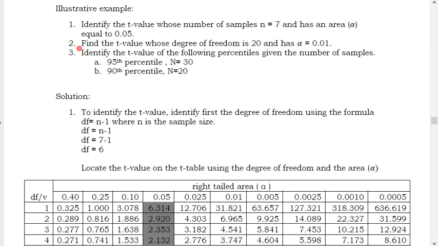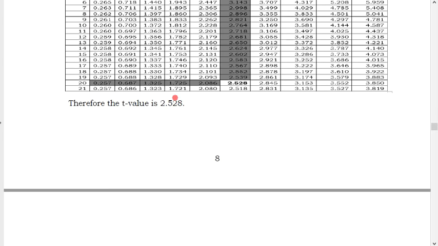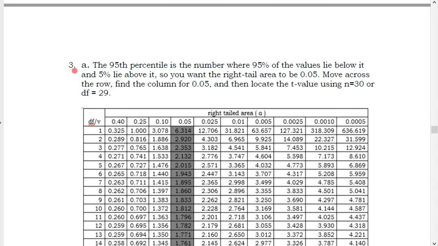Number 3. Identify the t-value of the following percentile given the number of samples. Letter A, the number of samples is 30, and the percentile is 95%, out of 100%. So, 95% is its percentile. It only means that we have a significant level of 5%. Let us see.